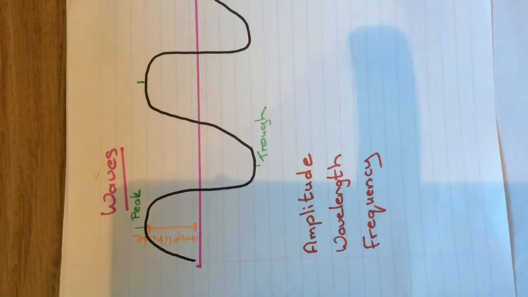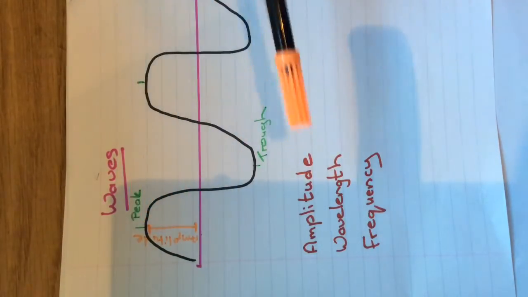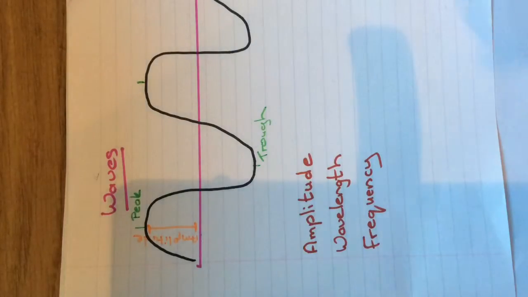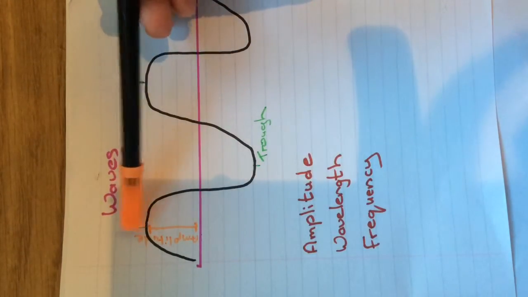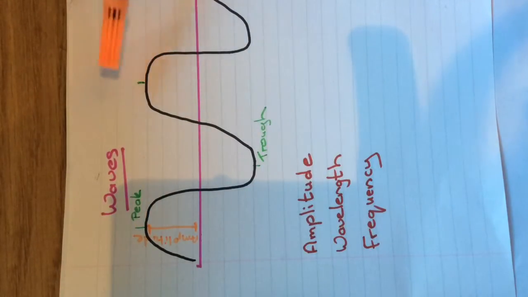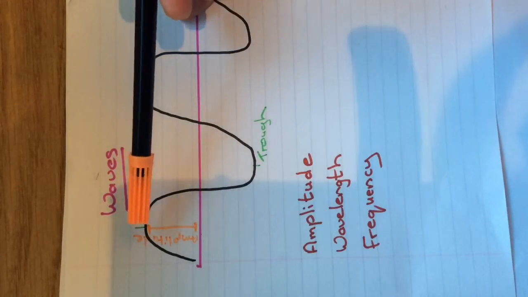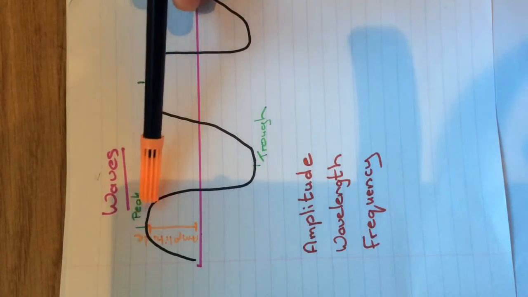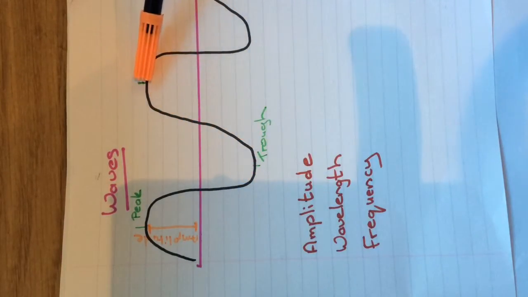Okay, so I've marked that on there for you. There's the amplitude there, between there and there. The next thing we're going to look at is wavelength, and wavelength is actually from one peak to another peak. And if you look carefully, you can actually see that it is one full cycle of a wave. So from the top down to the bottom, straight back up to the top again.